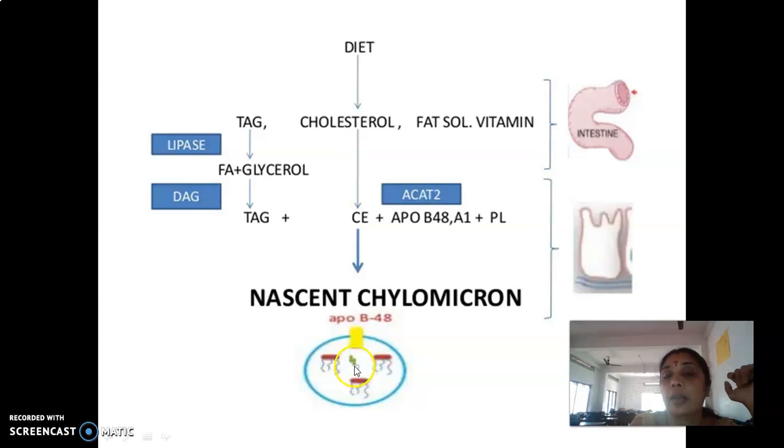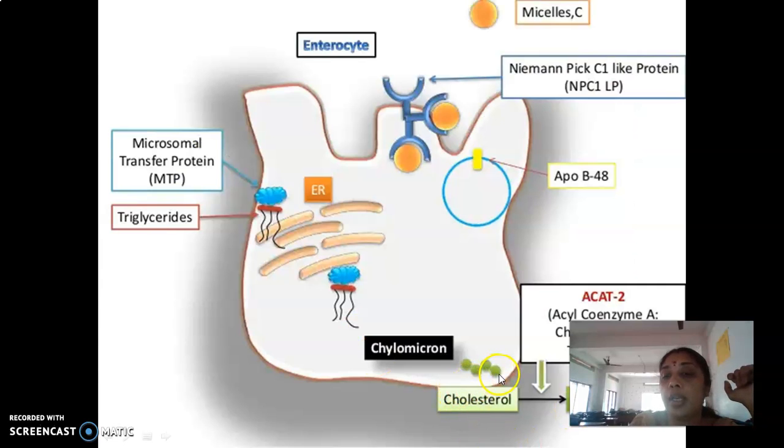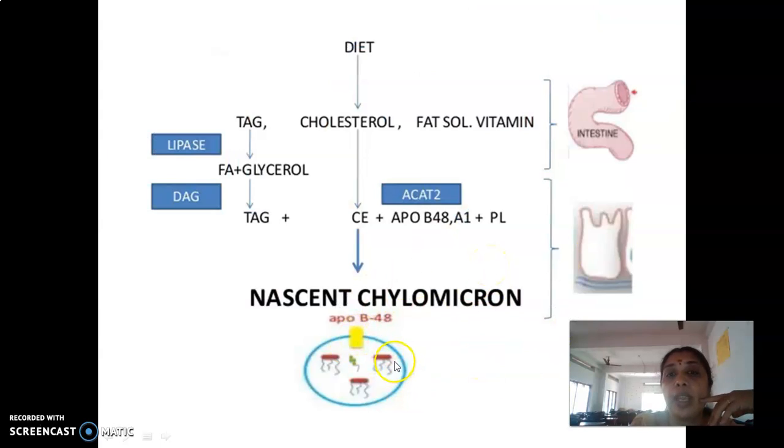Or the fatty acid, right? So ACAT is an enzyme converting the free cholesterol into cholesterol esters. That is, the OH group on the third position of cholesterol undergoes esterification with a fatty acid. The acyl group, the fatty acyl group from acyl-CoA, is getting attached, right? So it gives rise to cholesterol esters, so that the nascent chylomicron will be formed.